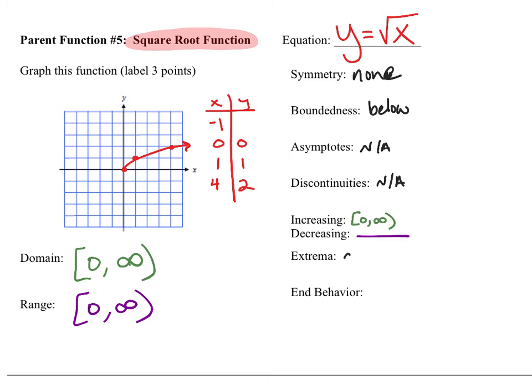It has an absolute minimum. And that absolute minimum is (0, 0). It will never be a negative y value because you can't take the square root of a number and get a negative number. It just doesn't work.